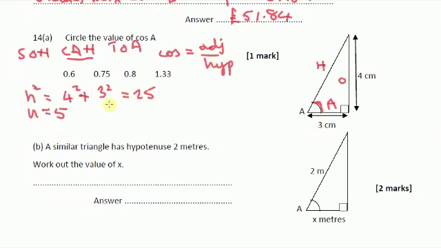So if I know that h is 5, I can now work out my cosine. Cosine of angle A will equal the adjacent, which is 3, divided by the hypotenuse, which is this long side, which I've just worked out is 5. So 3/5 is my answer, but 3/5 as a decimal is 0.6, so there's my answer.